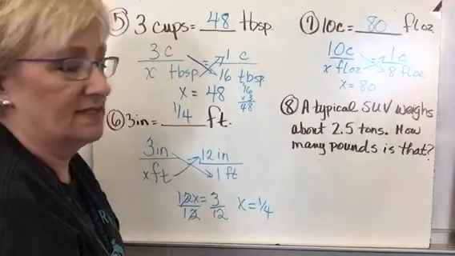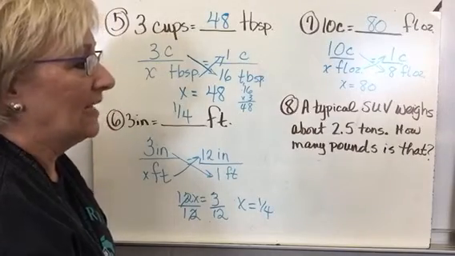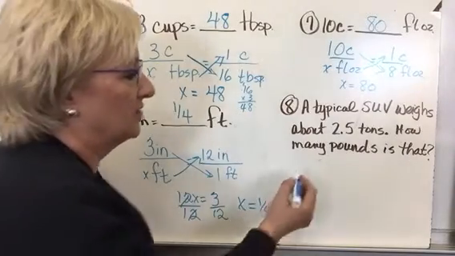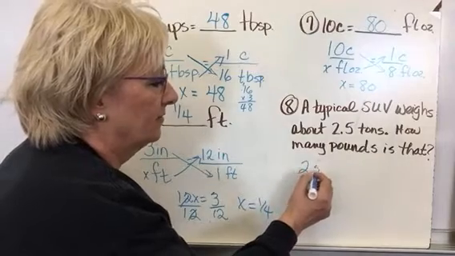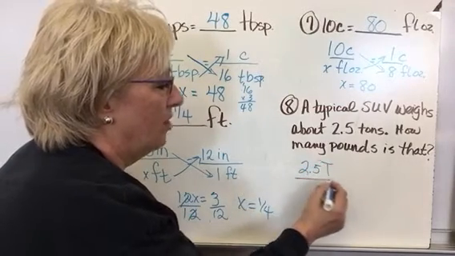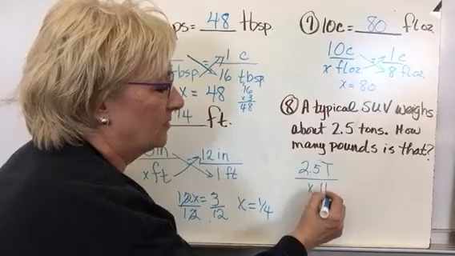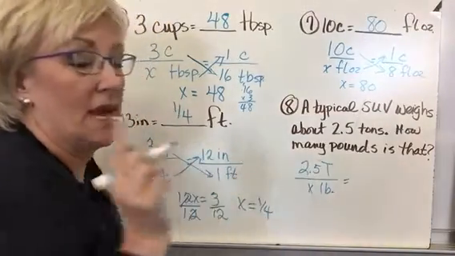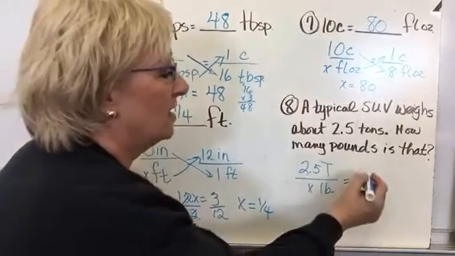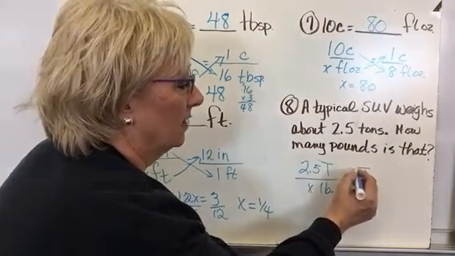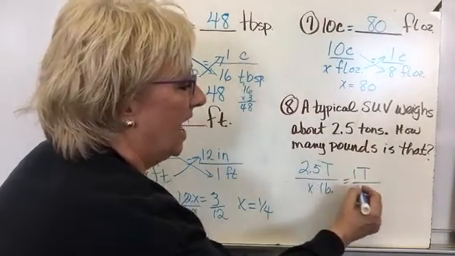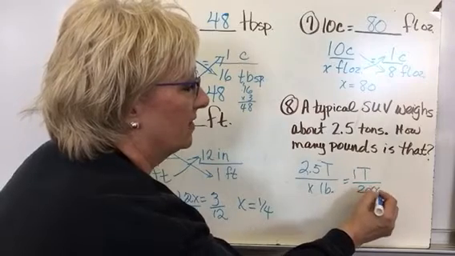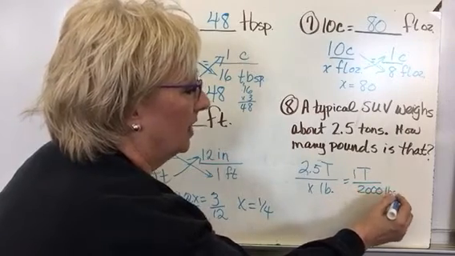How many pounds is that? Well, first of all, I need to know, what is it? I've got 2.5 tons over how many pounds? That's what I'm trying to find out. I don't know how to solve this, but what I do know is that in 1 ton, I have 2,000 pounds, okay?